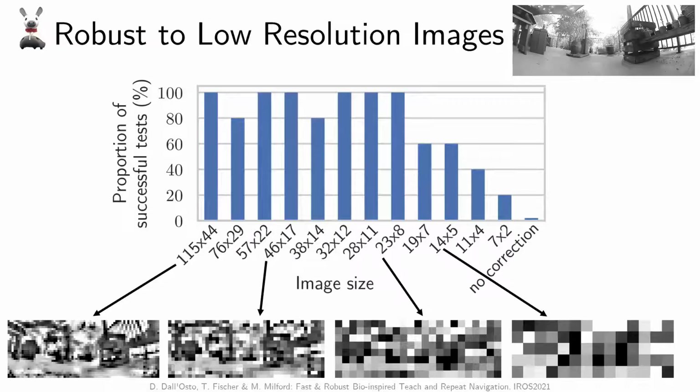Additionally, we tested the performance of the system with low resolution images. These tests were conducted with the Miro robot instead of the Jackal along a 15-meter outdoor route. Reliable performance was achieved with images as low resolution as 23 by 8, less than 200 total pixels. This result reminds us of our biological inspiration, ants, who also perform reliable navigation with very low resolution vision.